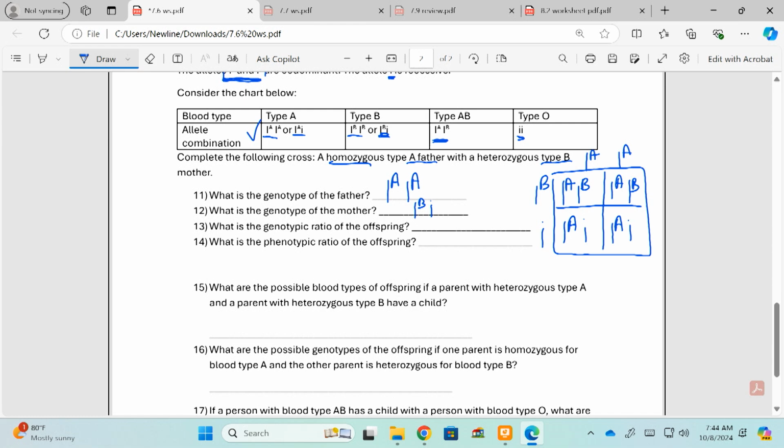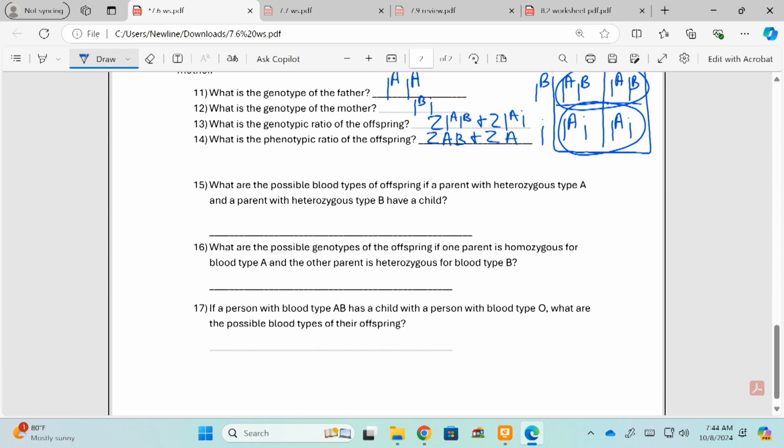It says, what is the genotypic ratio of the offspring? Well, for the genotypic ratio, I see two combinations. I see this one and I see this one. So we're going to write that we have two of those type AB and two of these would be type A blood. And then it says, what is the phenotypic ratio? Well, we have two with type AB blood and two with type A blood. So that's the genotypic ratio and the phenotypic ratio.